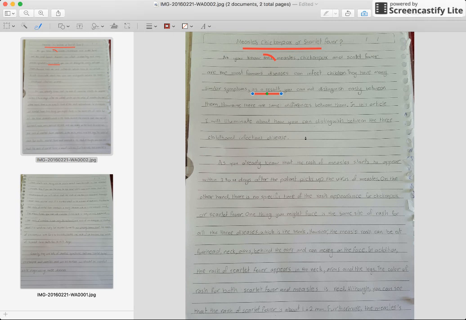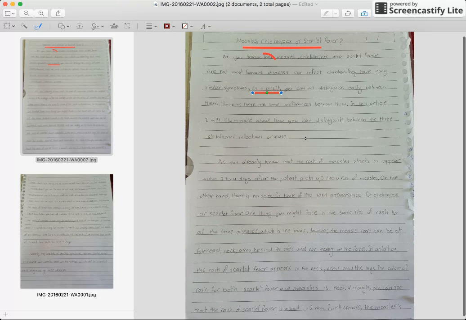Sorry. As you already know, okay, get rid of that again. The rash of measles starts to appear within 3 to 4 days, okay, from the patient picking up the virus. Okay. How did they already know this? Okay, so instead of "as you already know," you might say, "as nurses, you may already know." Okay.